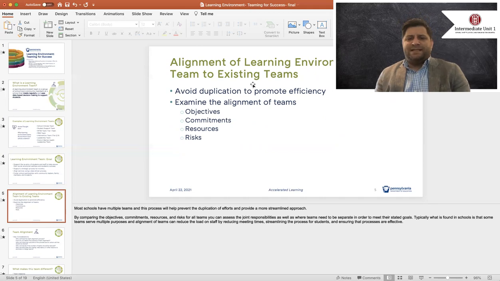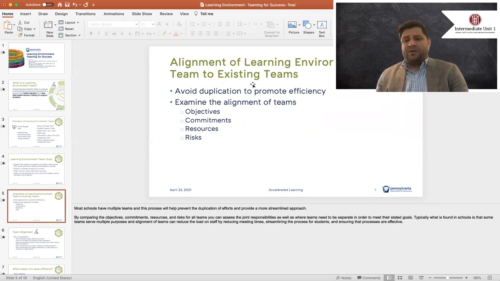So we want to examine the alignment of teams. By doing this, we want to look at what the objectives of our existing teams are, what the commitments of the existing teams are, what resources those existing teams already have in place, and what risks those existing teams are taking. By comparing all of these components, we can assess the joint responsibilities as well as where the teams may need to diverge in order to meet their goals.